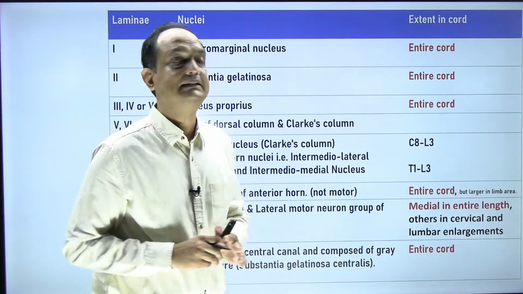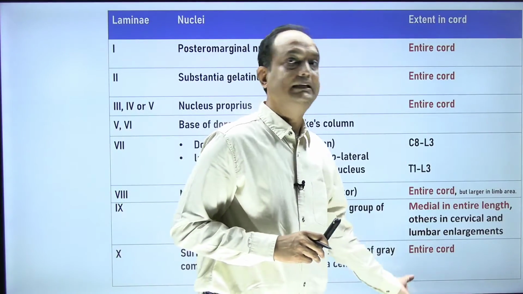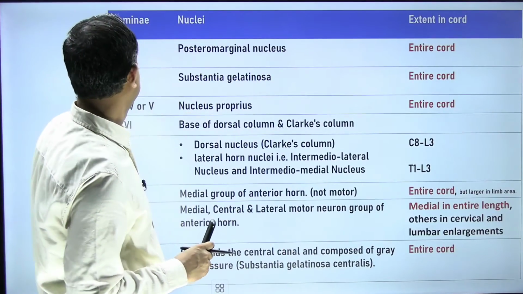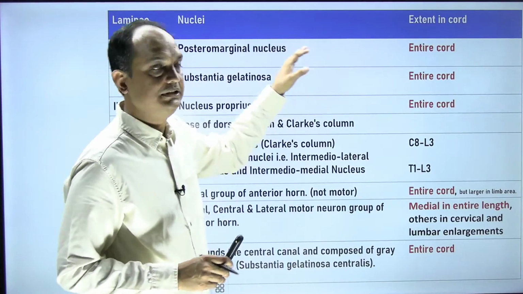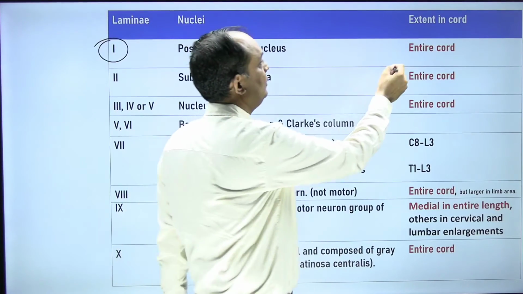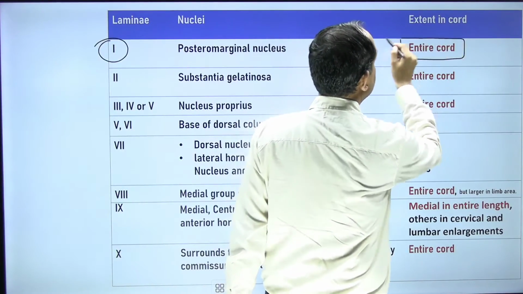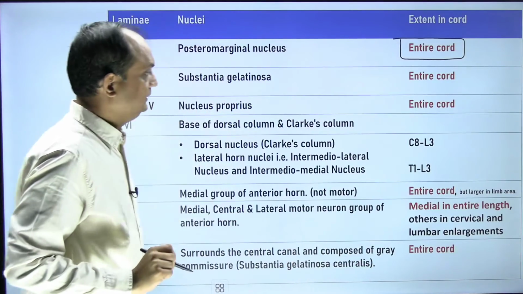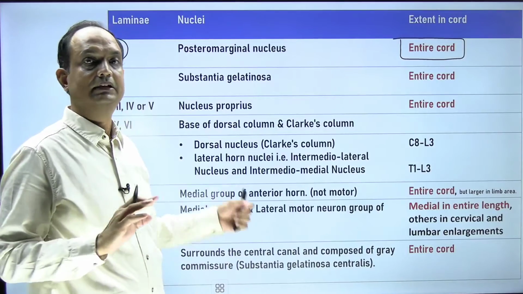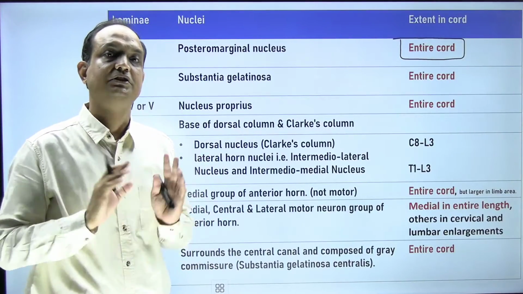Now, when you see the extension of these laminae, you should know this area also, because sometimes you get this question: the posteromarginal nucleus, which represents Rexed lamina 1, does it extend in the cord? The answer is, the entire length. Clear? Now here you can see that I marked the red color areas which have extension in the entire cord.